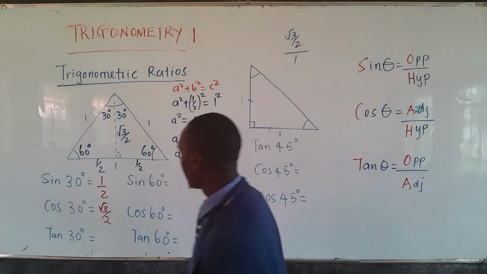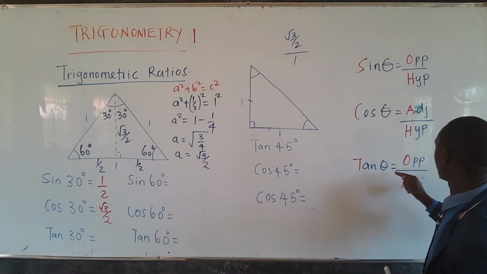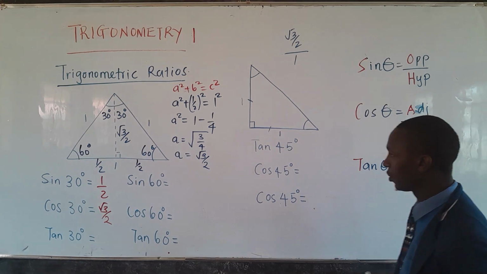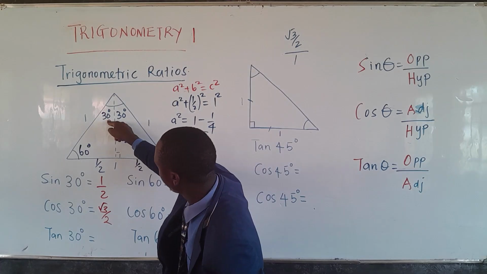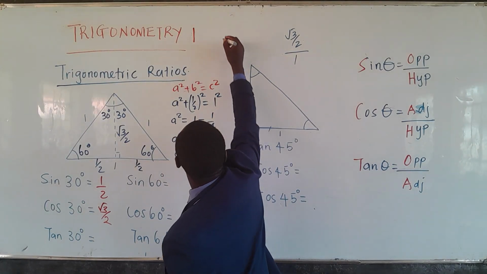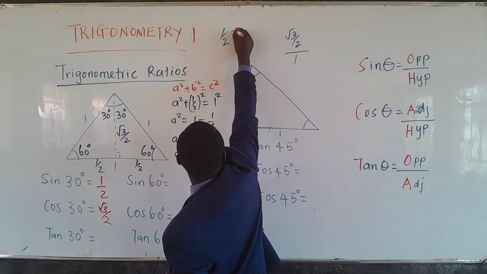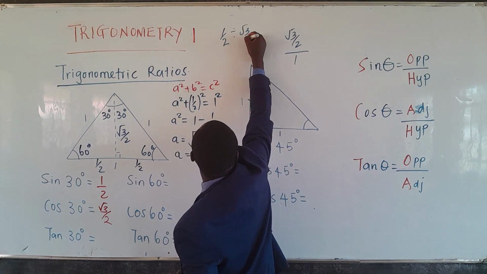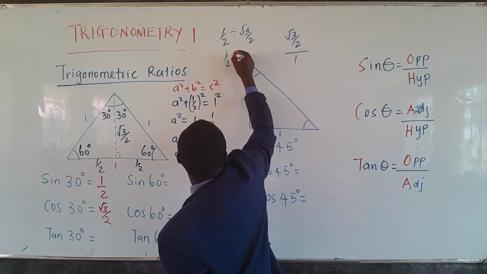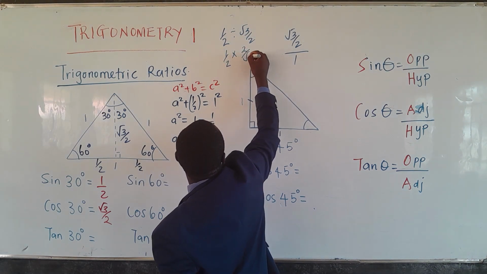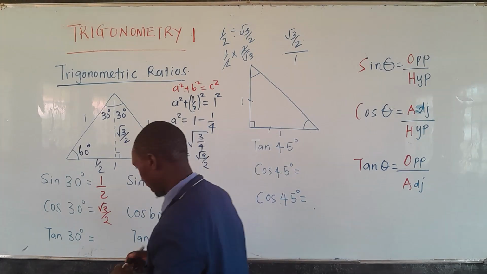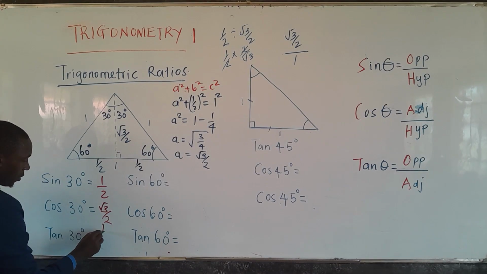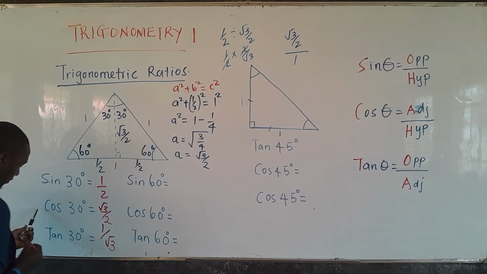Now tan of 30. Tan is opposite divided by adjacent. So the opposite, which is a half, we'll divide that by the adjacent, which is root 3 over 2. This is like a half multiplied by 2 over root 3. And that's going to be exactly 1 over root 3. 1 divided by root 3.